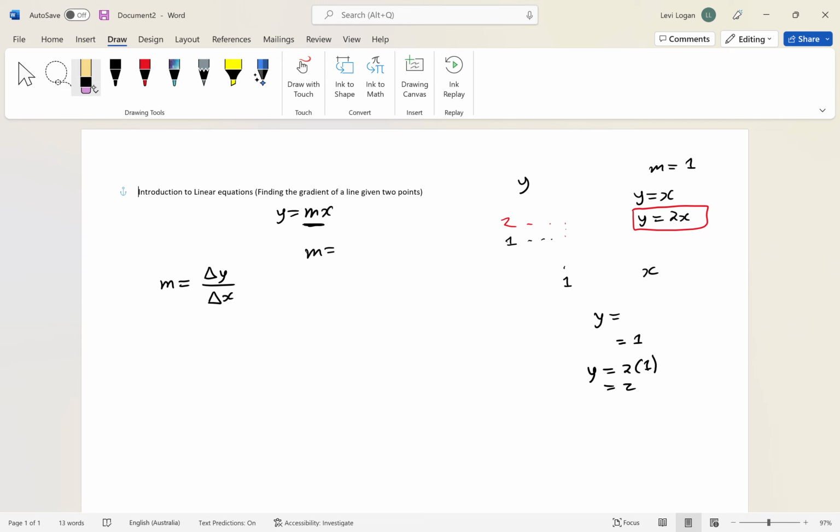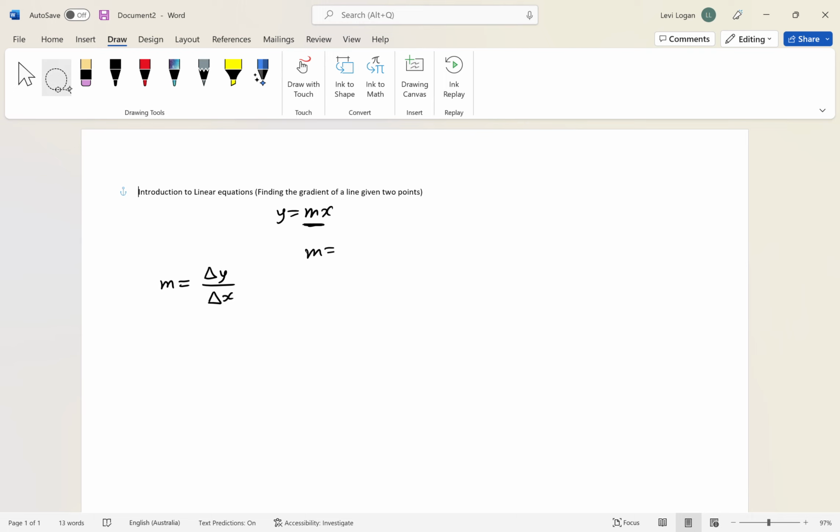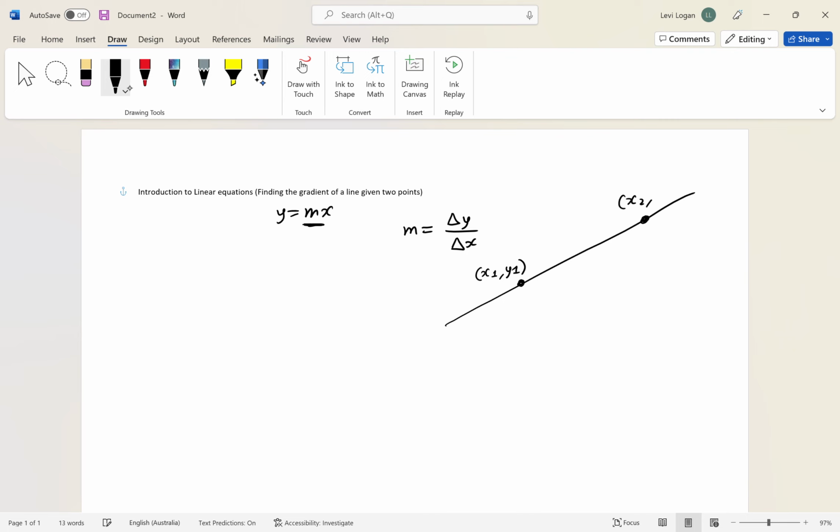Alright, we'll get rid of that for now and take a look at how you actually calculate the gradient of something. We're saying the gradient is defined as the change in y over the change in x. What does that mean? Let's take some arbitrary linear line, and let's say we have 2 points here, x1, y1 and x2, y2, and we want to find the gradient. The gradient is defined as the change in y over the change in x.